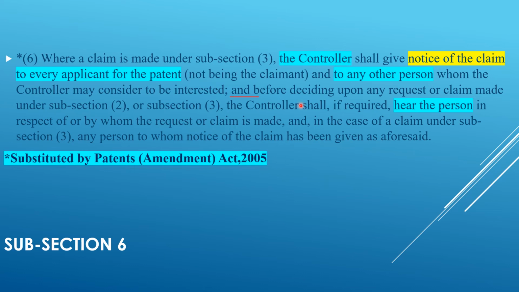And before deciding upon any request or claim made under subsection 2 or subsection 3, that means before giving any decision as per the request or claim made under subsection 2 and or 3, the controller shall, if required, then hear the person in respect of or by whom the request or claim is made. Clear? And this operator is also important. And in the case of a claim under subsection 3, any person to whom notice of the claim has been given as aforesaid.